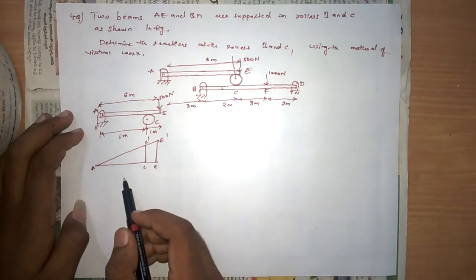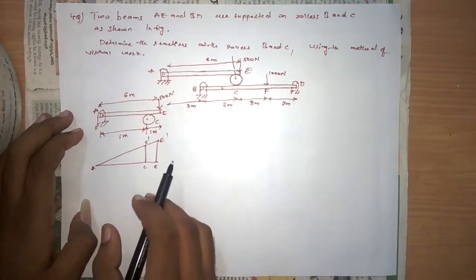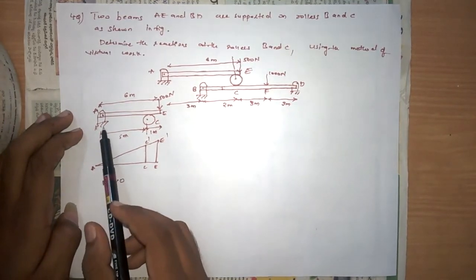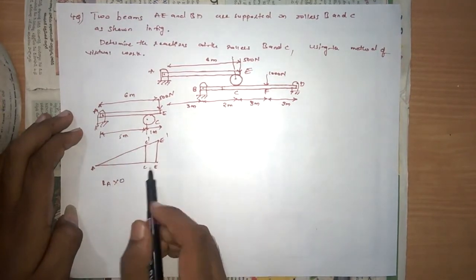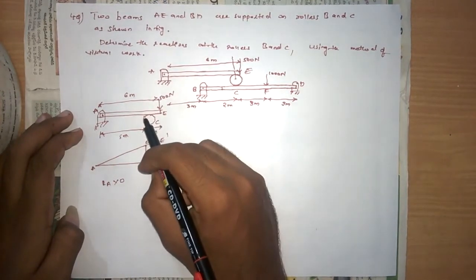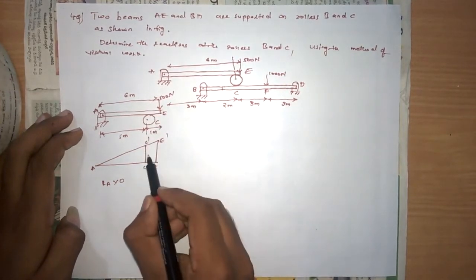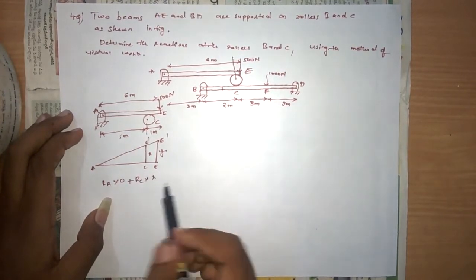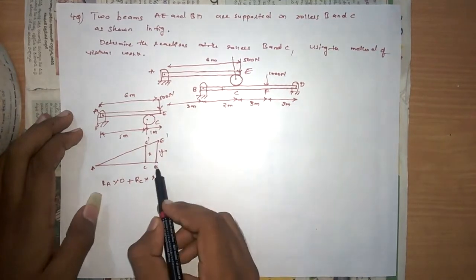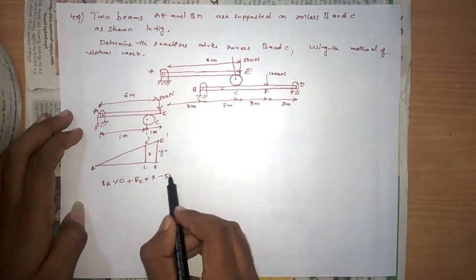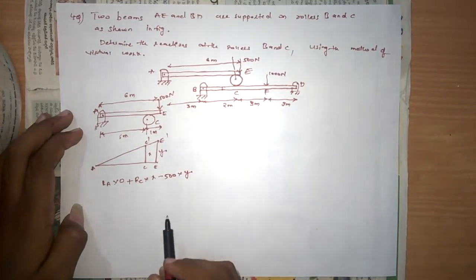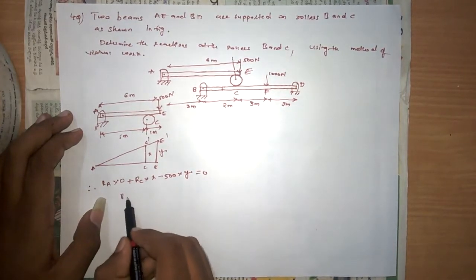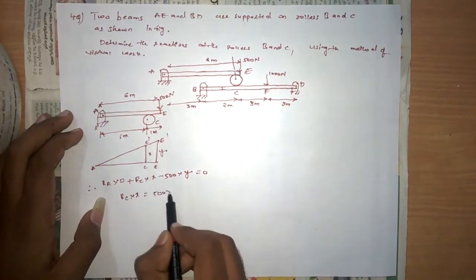Now, the total work done by the loads acting is RA into 0, because no work is done by the reaction RA. Next, plus the normal reaction acts in the upward direction, and the displacement also took place in the upward direction. I am considering this as X, this as Y. Now plus RC into X. Here 500 newtons is acting in the downward direction, and the displacement took place in the upward direction, therefore minus 500 into Y. That must be equal to 0 from the principle of virtual work. Now we can say that RC into X equals 500 into Y.